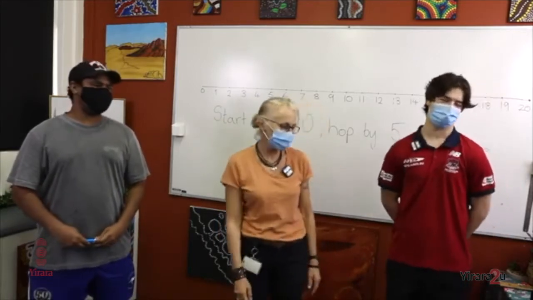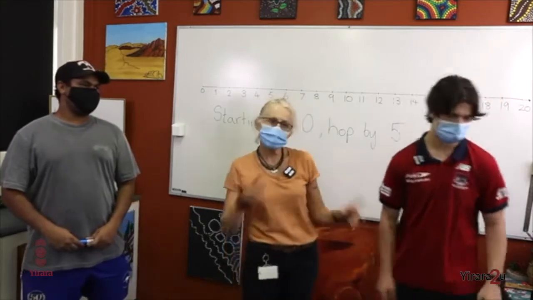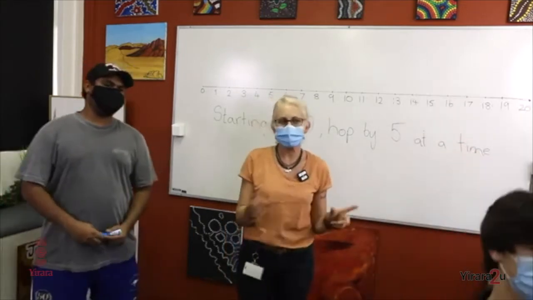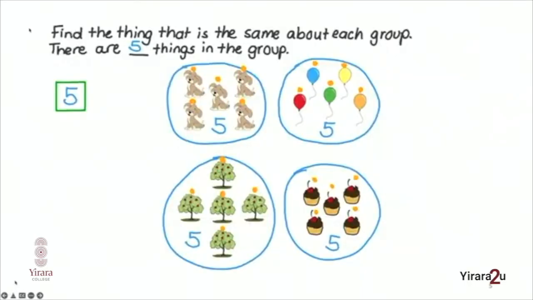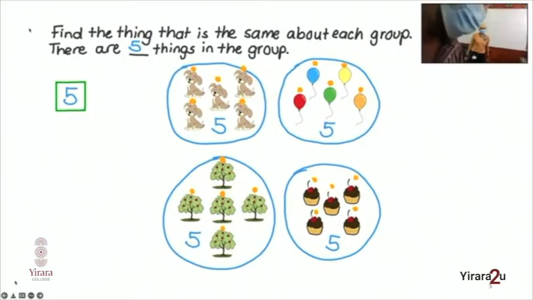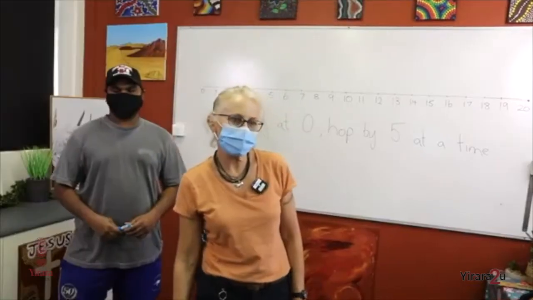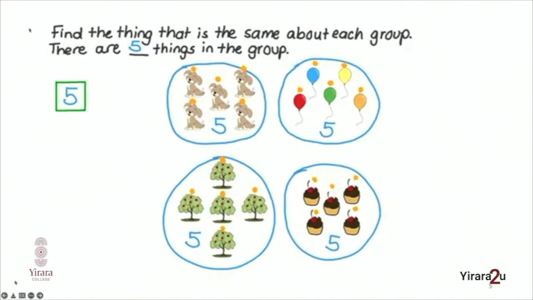So let's get started. You won't have your workbooks yet with you, but today our lesson is about counting in 5s and 10s. So we're going to start with Mr. Keegan talking about groups of 5. So just looking at the first slide. Find the thing that is the same about each group. There are 5 things in each group. The first group has 5 dogs. The second group has 5 balloons. The next group has 5 trees. And the next has 5 cupcakes.